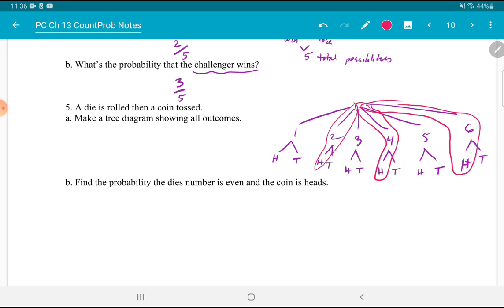So it looks like we have a total of 3 out of, how many things do we have? 2, 4, 6, 8, 10. We have 12 possibilities. So there's a 3 in 12 chance of getting an even number and the coin is heads. Or in this case, if we simplify that, we have basically a 1 in 4 chance, just like that.